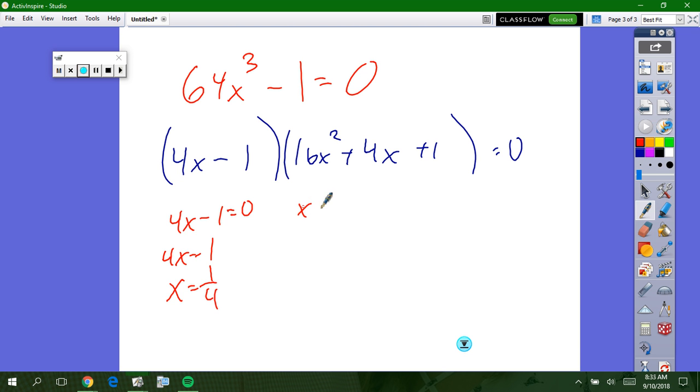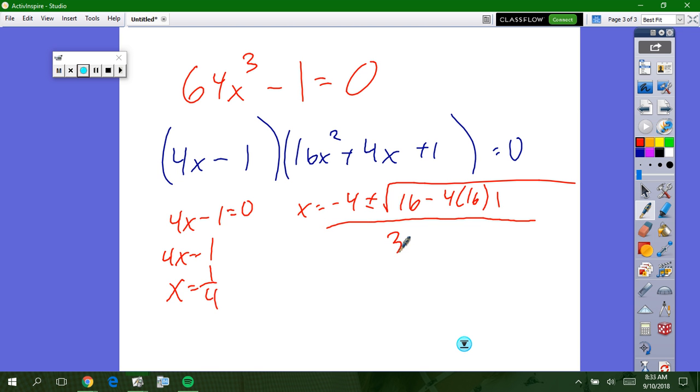X equals negative b plus or minus square root of b squared. So that's 16 minus 4ac, all over 2a, which is 32. This is 16 minus 64, which is 48.